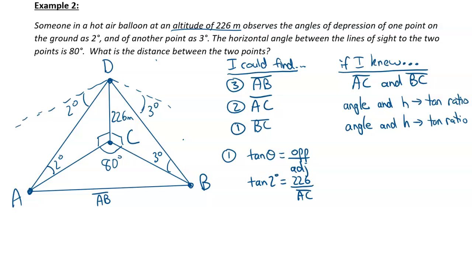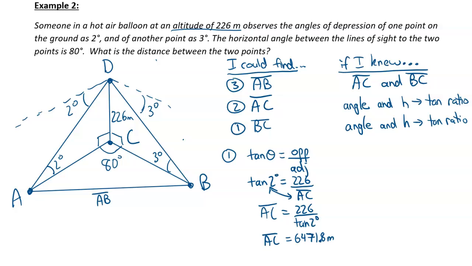And so now I'm going to multiply both sides by AC and divide both sides by tan of 2 degrees. So what ends up happening is the AC and the tan of 2 degrees end up switching places. And so I'm going to get AC equals 226 divided by tan of 2 degrees. And the answer I get for that is I end up finding a length of 6,471.8 meters.